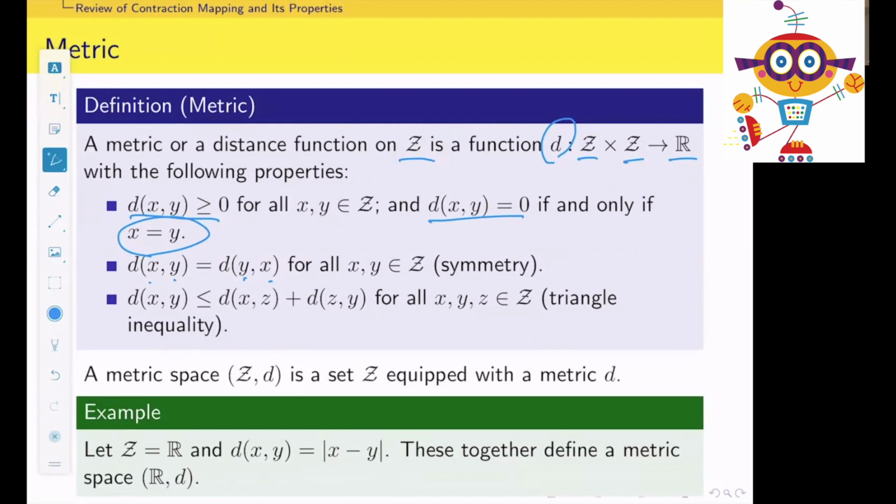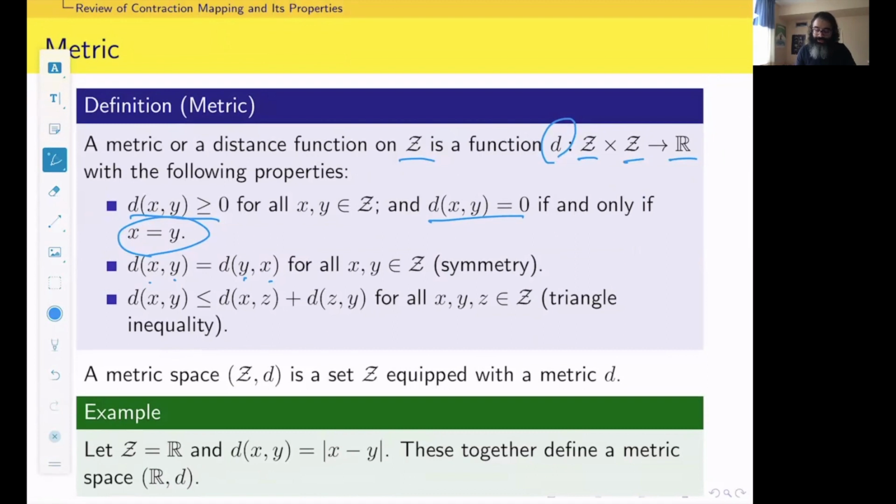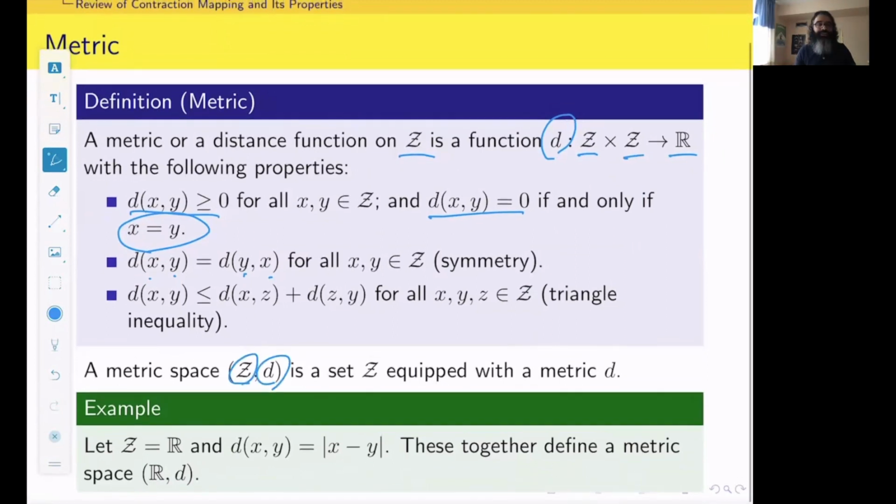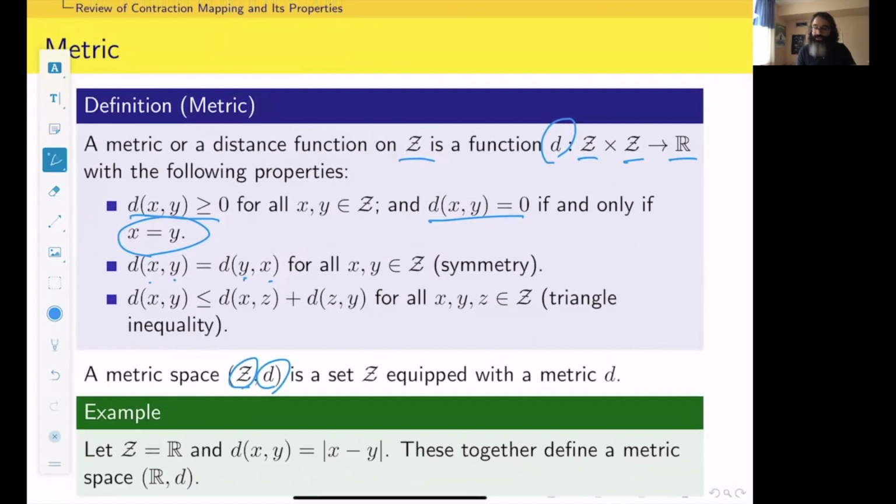Okay, what's a metric space? A metric space is a set with a distance. An example that all of you know is that suppose Z is the real line, and we define the distance between x and y as just the absolute value of x minus y. These two define a metric space. This is something very familiar. The distance between two points is just the absolute value of x minus y.